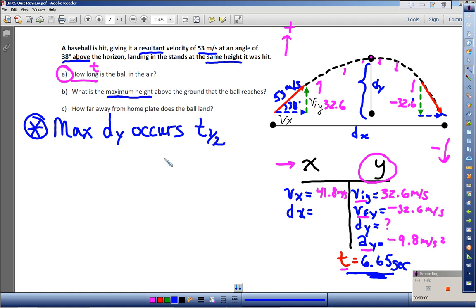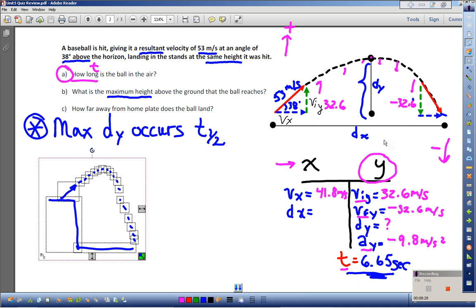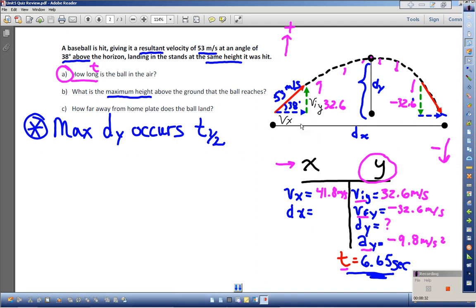Now, this isn't the case for objects where you launch them at an angle off of some height above the ground like this. It turns out time halfway is not the time where the highest displacement above the ground is, but for this problem where we are on level ground, you need to realize that the maximum displacement occurs when it is at the halfway point. So if that's the case, my maximum displacement occurs at half the time, or in this case at 3.325 seconds, which is half of 6.65.